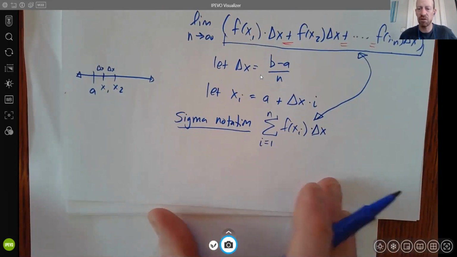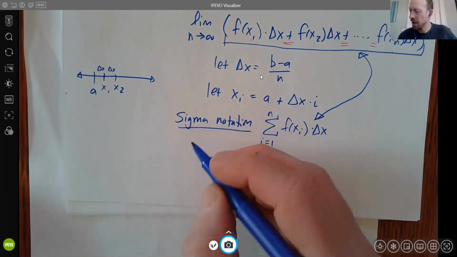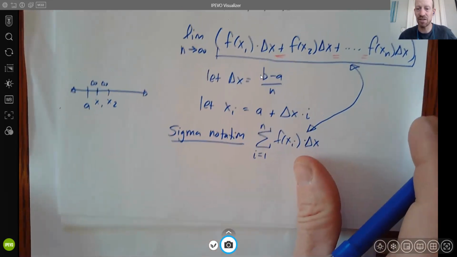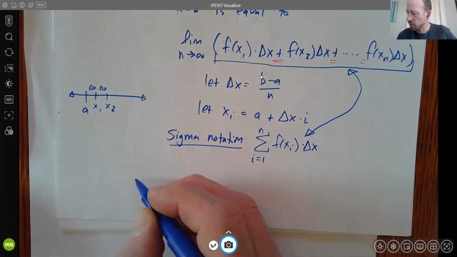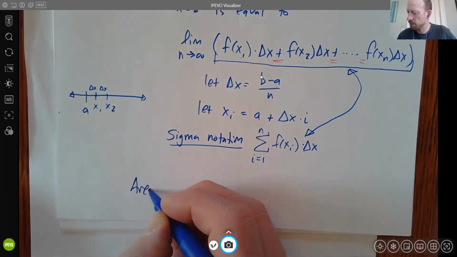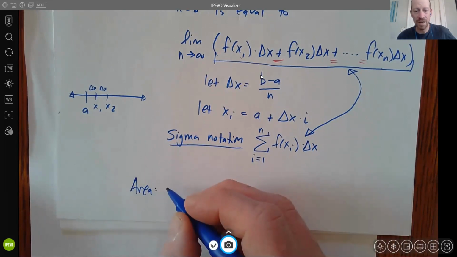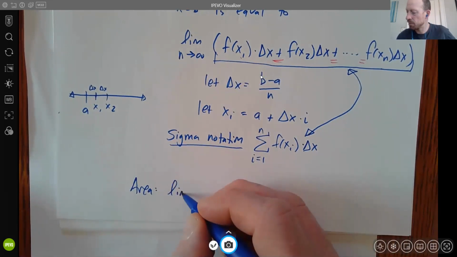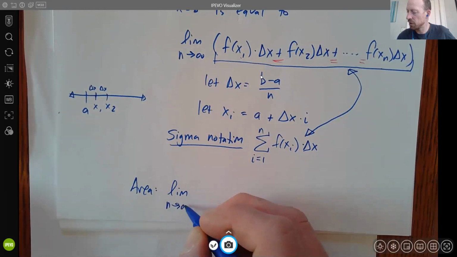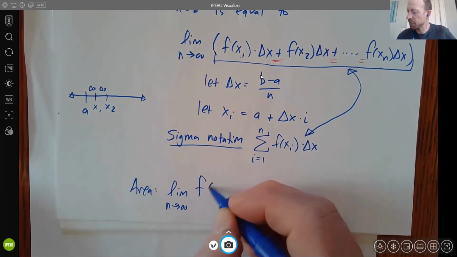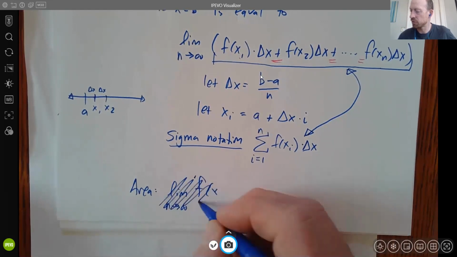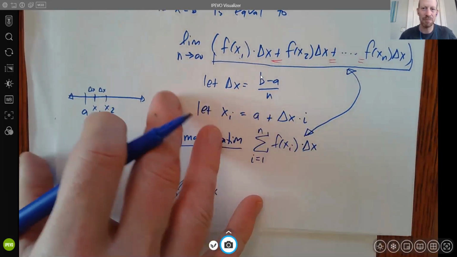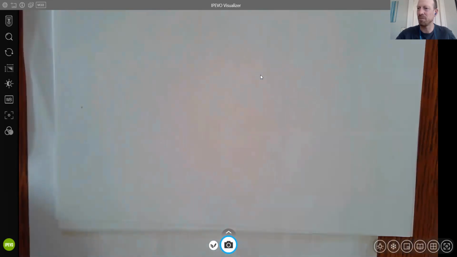And then, to put it all together, I need this limit, right? Because I need to let the number of these rectangles go to infinity. So area is defined as the limit as n goes to infinity of... let me just start over. I messed it up, and it should look better.